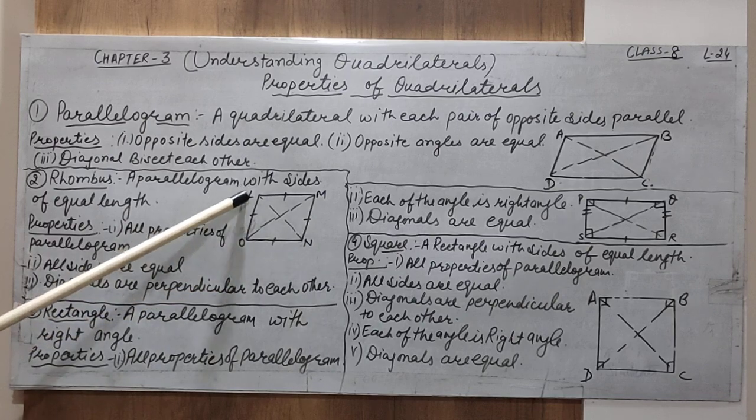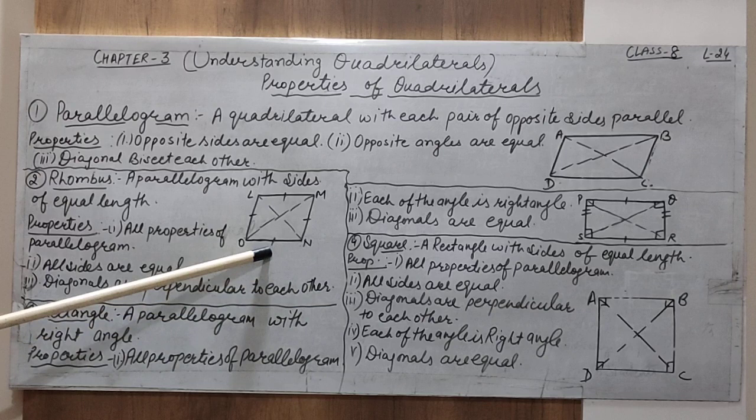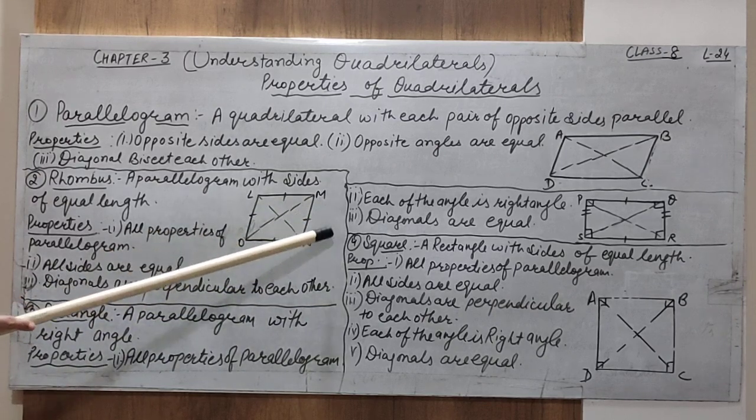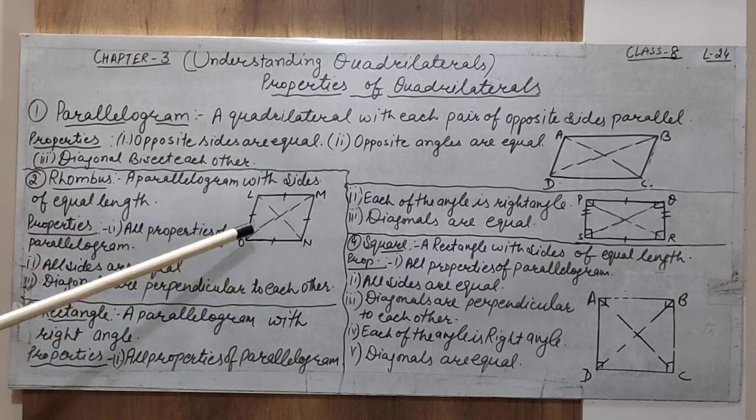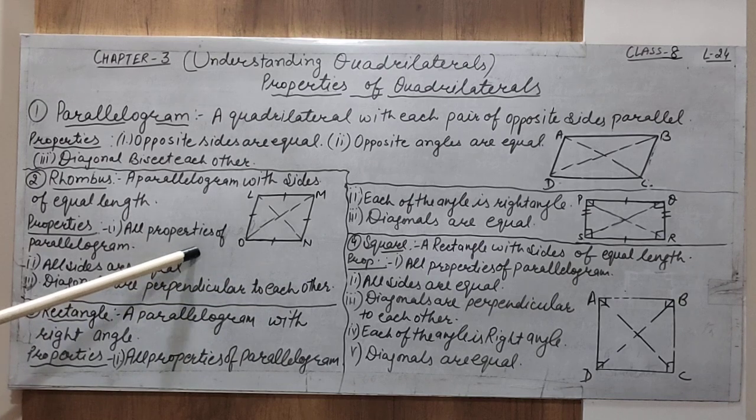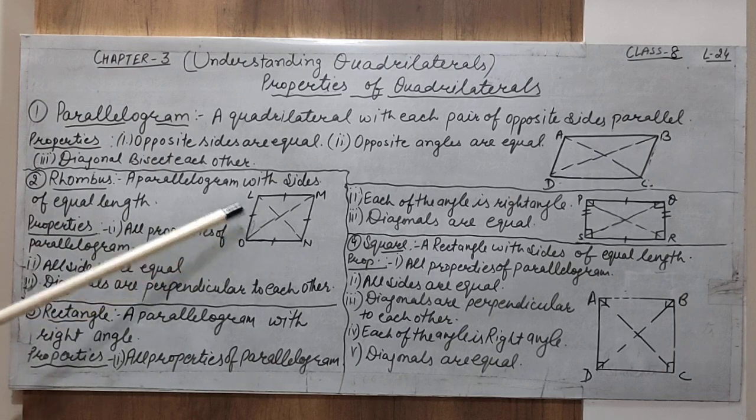Alright, and side LM is equal to NO, which is the property of the parallelogram. But in a rhombus, the sides LM, MN, NO and OL are all equal. Next property, the diagonals are perpendicular to each other. Now, as I told you, all the properties of the parallelogram are used in the rhombus.